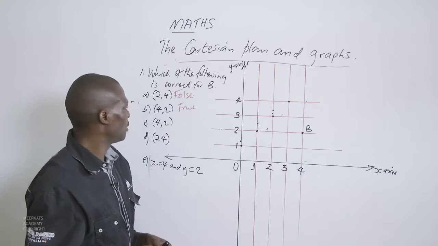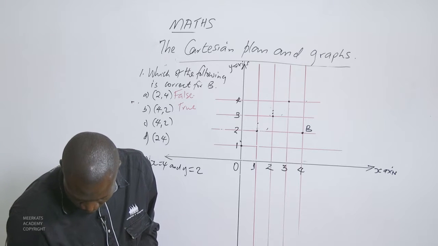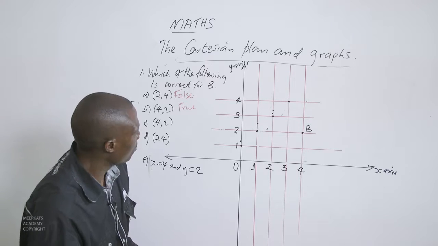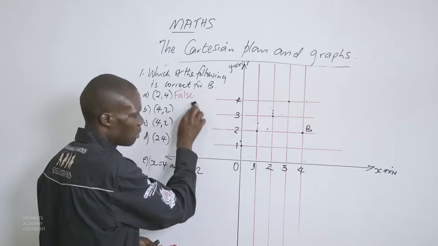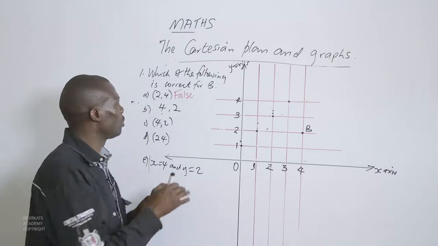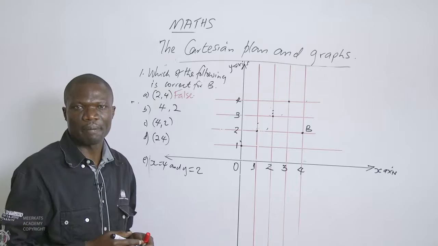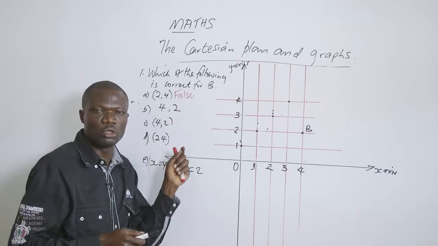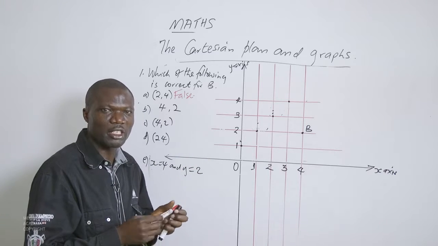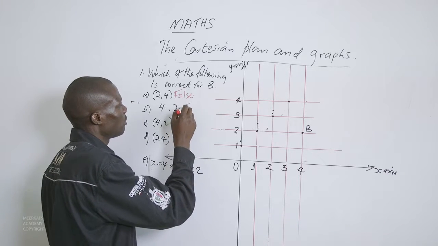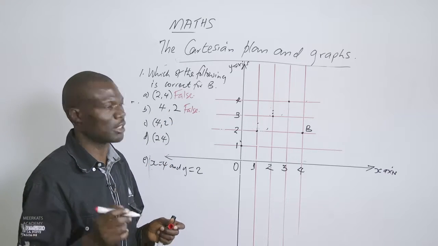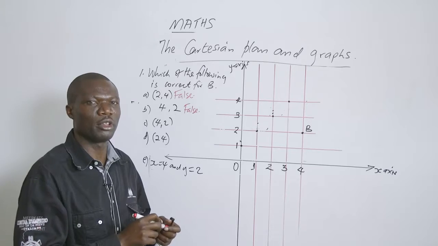The third one is reading 4, 2. Just a minute before that. Yeah, the second one is 4, 2 without the bracket. Let us not even waste time to read 4, 2. A coordinate must be inside the bracket, so this one is not correct. This one is false, because it does not have the brackets as required for coordinates.